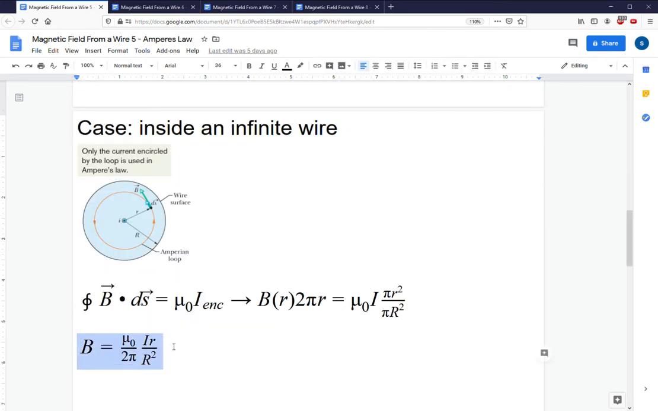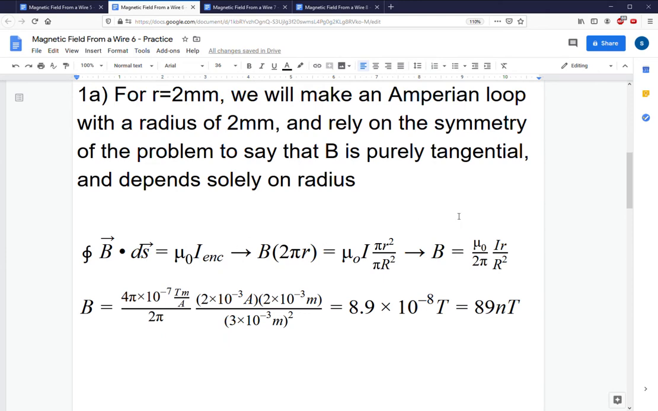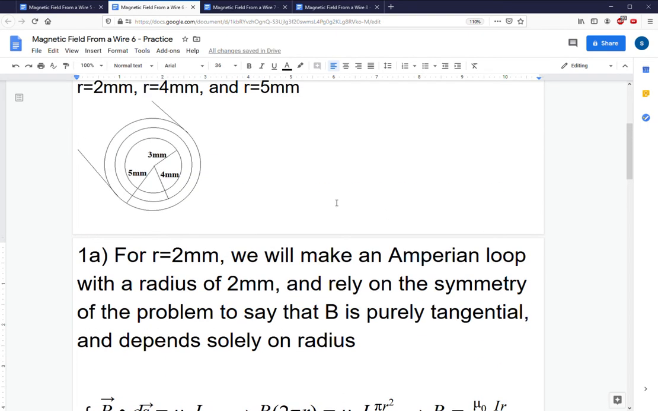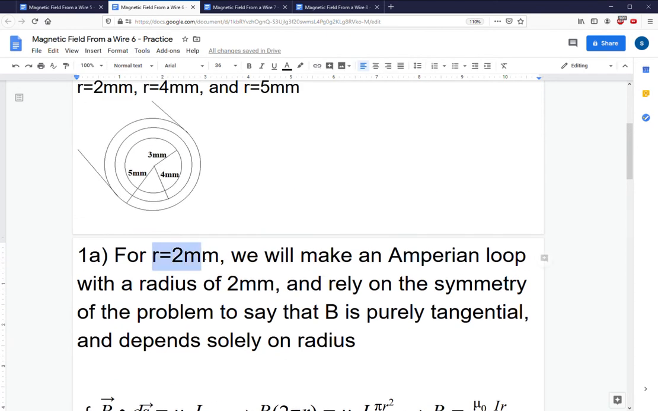If we are inside an infinite wire, the magnetic field is equal to mu sub naught over 2 pi times the total current in that wire times the distance, the radius that we're looking at, divided by the square of the radius of the wire. So plugging that in, we've got mu sub naught, which is 4 pi times 10 to the negative 7th Tesla meters per ampere, over 2 pi. I, that is the current just in this inner wire of 2 milliamperes, or 2 times 10 to the negative 3rd amperes. Little r, that is this 2 millimeters. That is how far from the center we are.